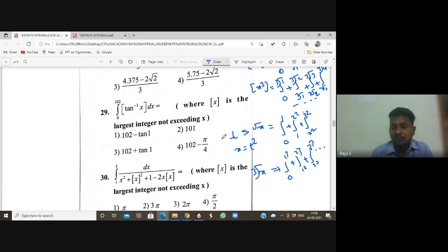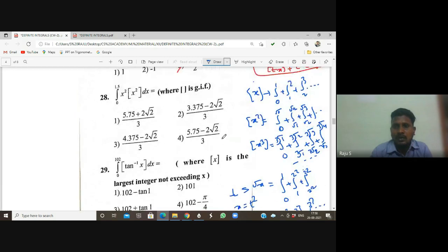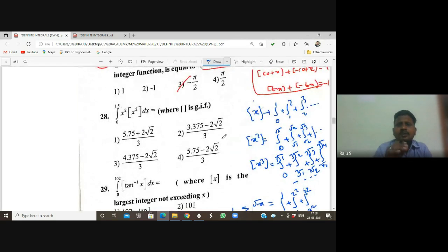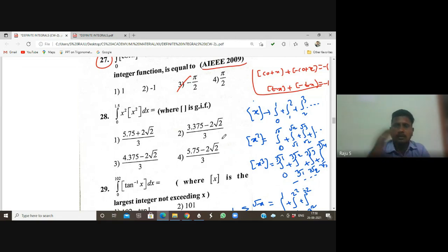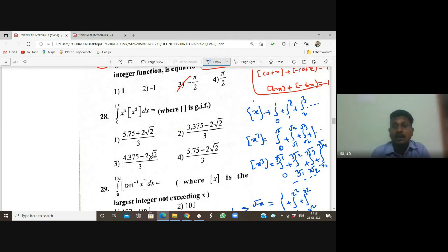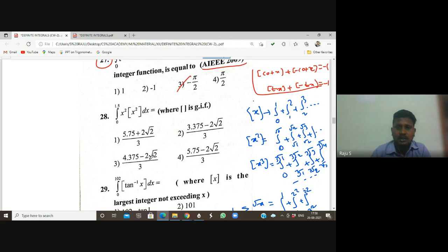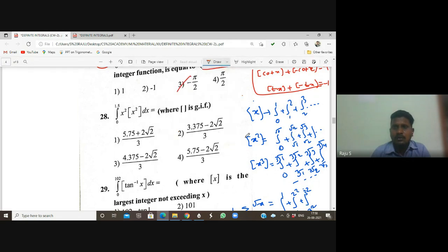So this kind of values we have to remember. Greatest integer of x means every integer, like 0 to 1 it is 0, 1 to 2 it is 1, 2 to 3 it is 2, like that. In the same way, squares will be there. Like x square is there, x square is equal to t. When x square is equal to t, x is equal to root t. Nothing but root 1, root 2, root 3, root 4, root 5.